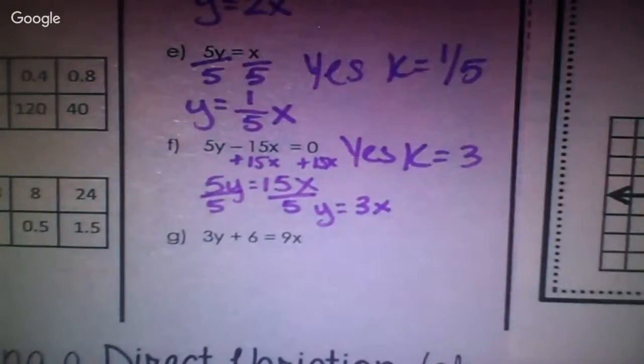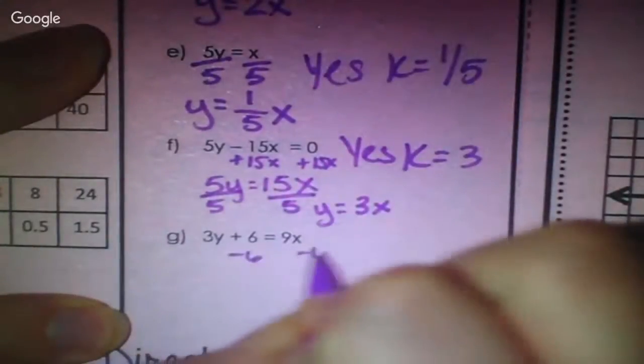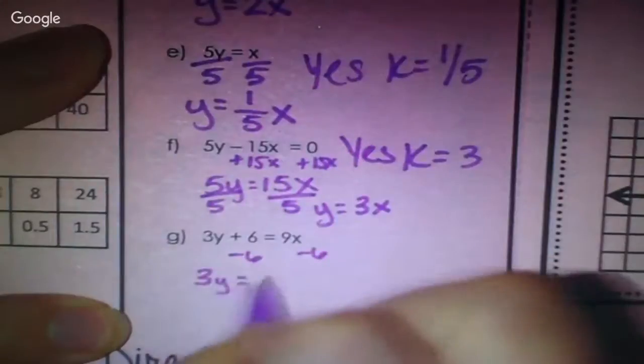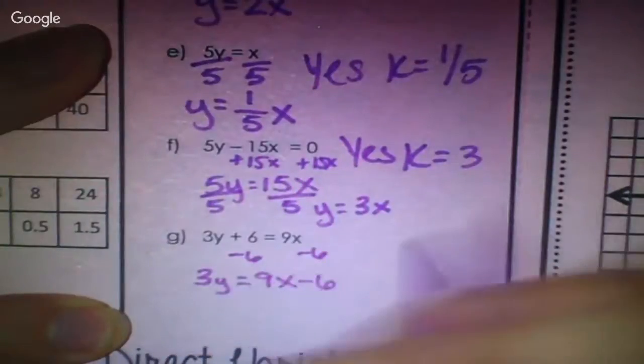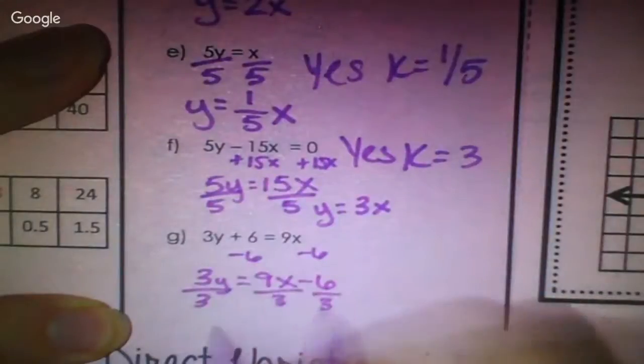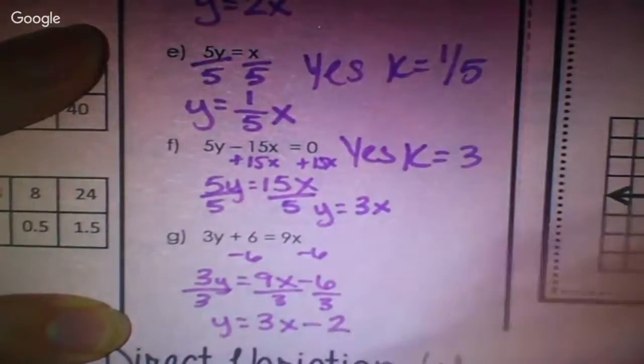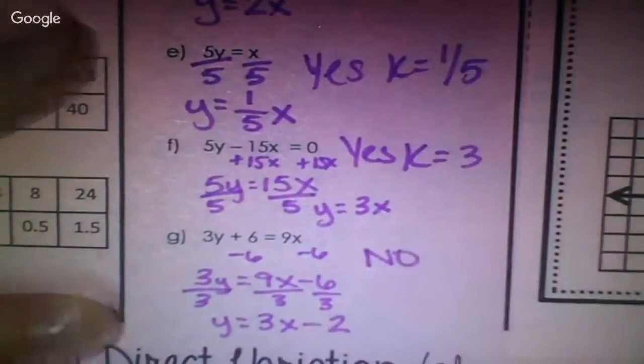Finally, G. This one's going to come out to be a no. Because again, the first thing I got to do is subtract 6 from both sides. So we get 3Y equals 9X minus 6. Well, when I divide everything by 3, I end up with Y equals 3X minus 2. So this is a no.